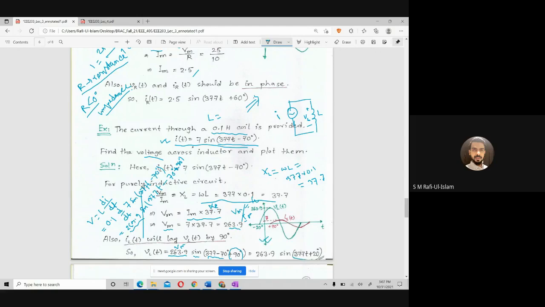And then I just do the calculation and plot it. I will not talk about plotting anymore. This is quite easy. It should be quite straightforward.